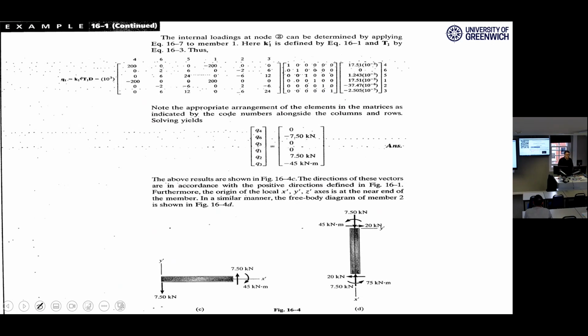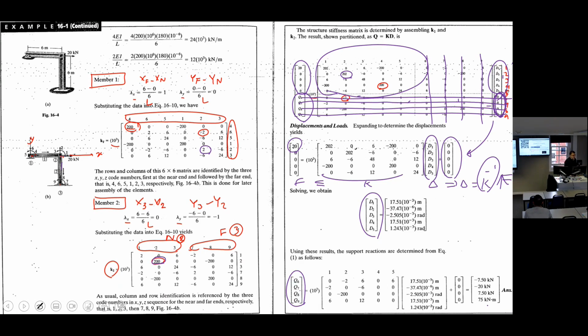But really, if you know the support reactions here, for example, you know the support reaction here and here, so it's very easy. You can just make a section here to see what is inside. Here you can make a section to see what you have.